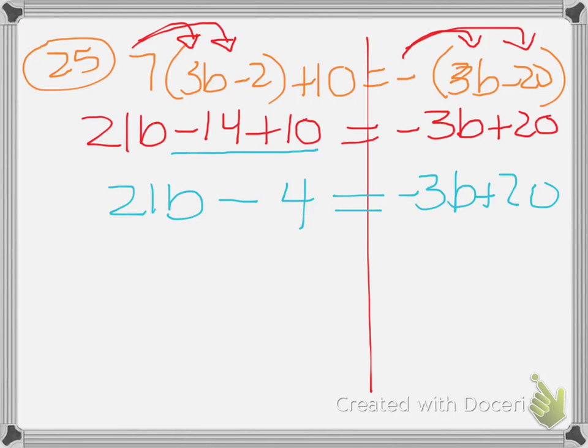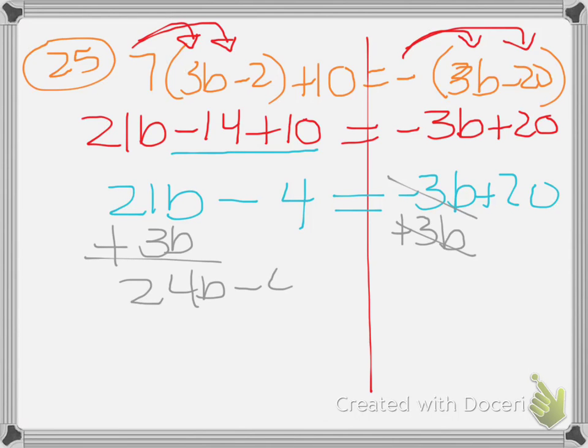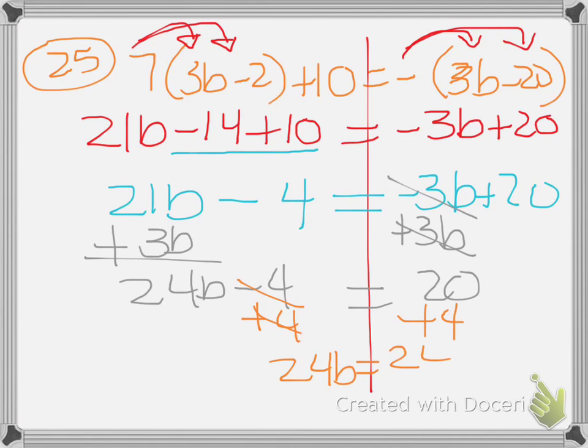Now I want to move my smaller variable, so I'm going to write plus 3b underneath here, and then plus 3b under my 21b. That gives me 24b minus 4 equals 20. Now I want to move the constant, so I'm going to write plus 4, and I get 24b equals 24. Last step, divide both sides by 24, and again we end up with b equals 1.